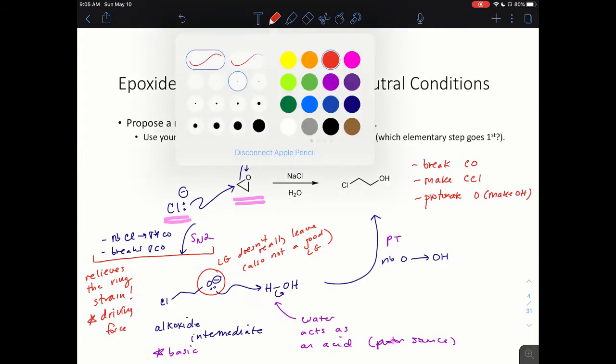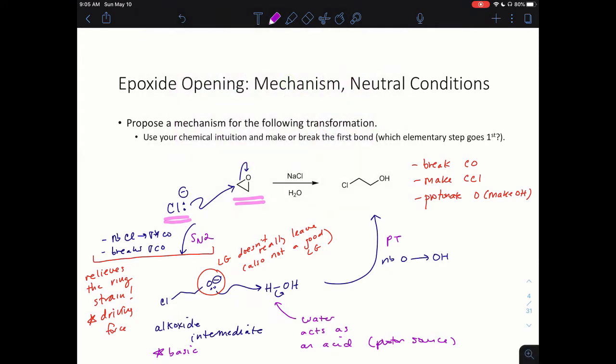Let's take a look at the functional group in the product. This is called a halohydrin. Halo for the halogen, hydro for the water, for the OH. And in fact, it's called a vicinal halohydrin. Vicinal means that they have a 1-2 relationship. Vicinal, vicinity, neighbors.